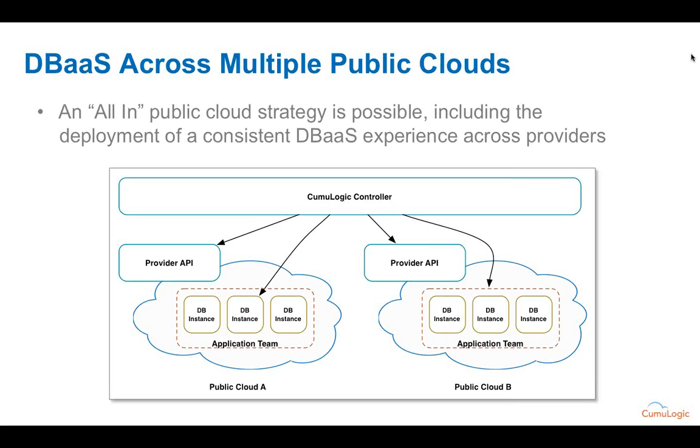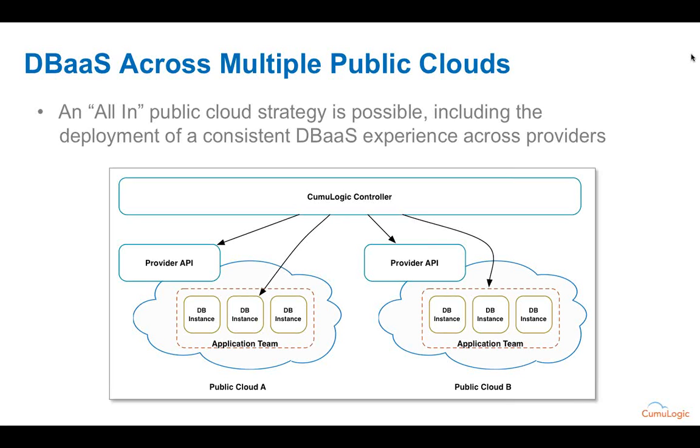The other reason why you might do this is that you've got specific geographic reasons to use Public Cloud A or Public Cloud B based on where the application is being deployed, based on end user latency characteristics, and you want the flexibility to have, again, that consistent database as a service experience, provisioning, full lifecycle management across all of these end providers.